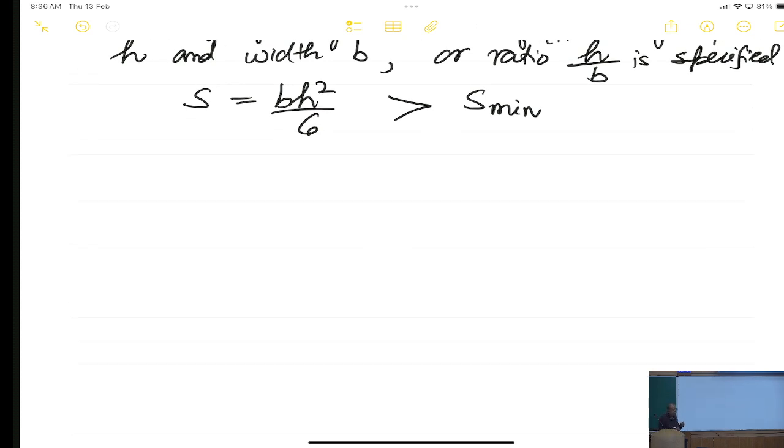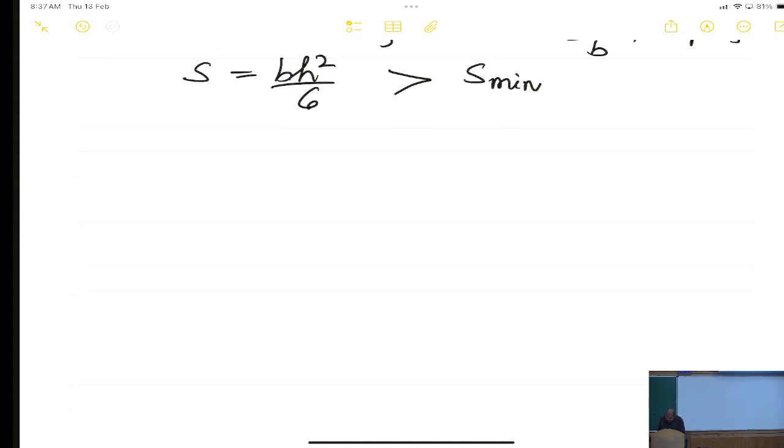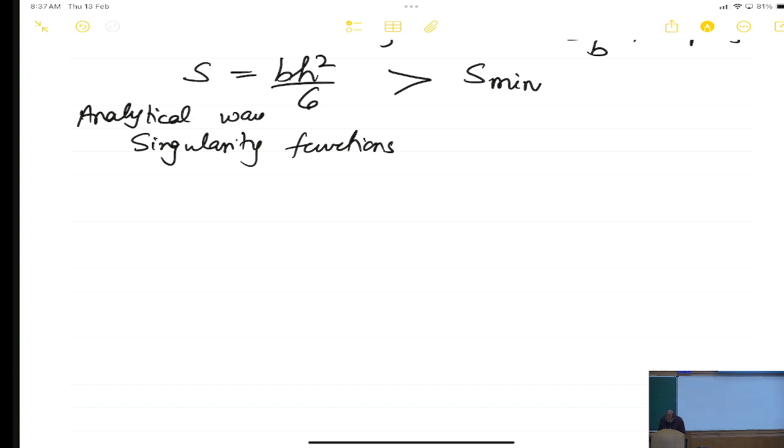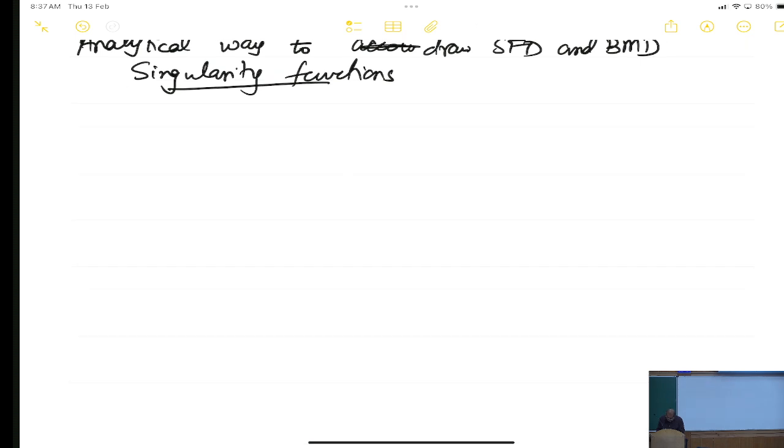But now, there is another way in which one works out particularly, and that is an analytical method to draw shear force diagrams and bending moment diagrams, using the concept of a singularity function. So, let us define what they are.